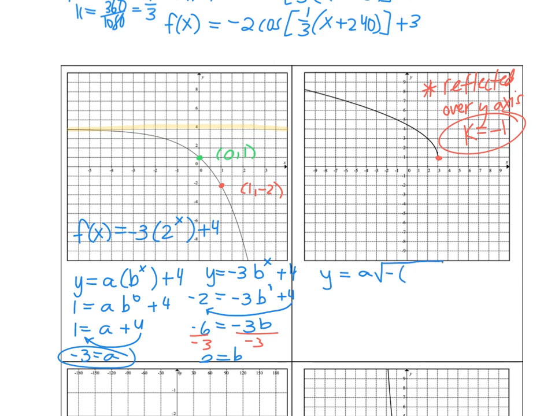Now when I put my square root, k has to be negative. You can write negative 1 if you want to. Open up a bracket, and I'm going to the right 3, which means x minus 3. And it's super important that the k is factored out or else your phase shift is wrong. And then plus 1 for the up 1 movement.